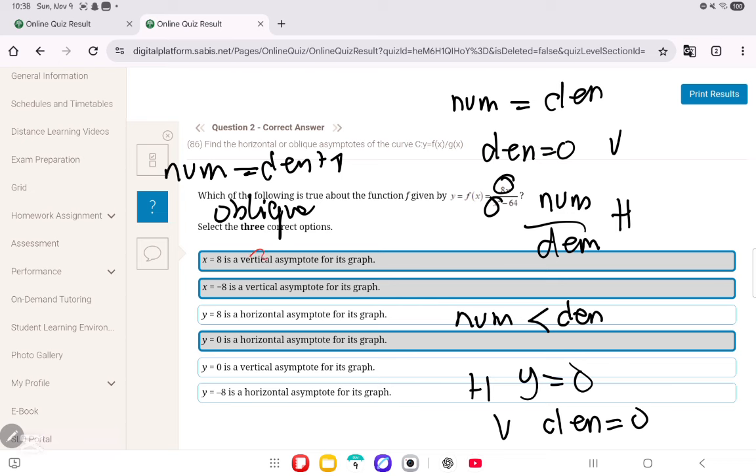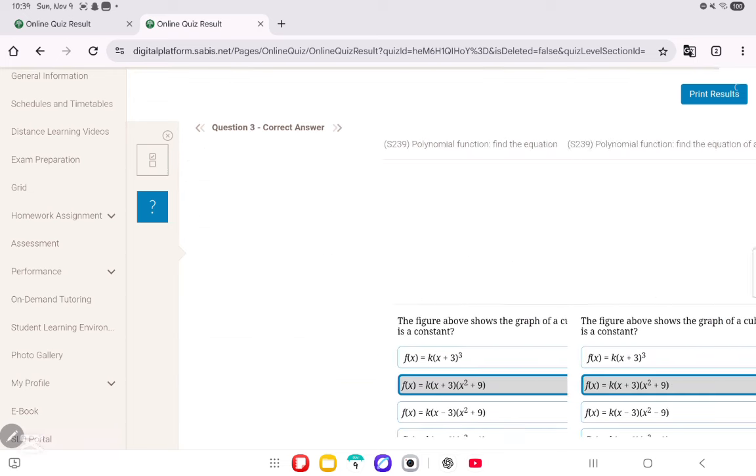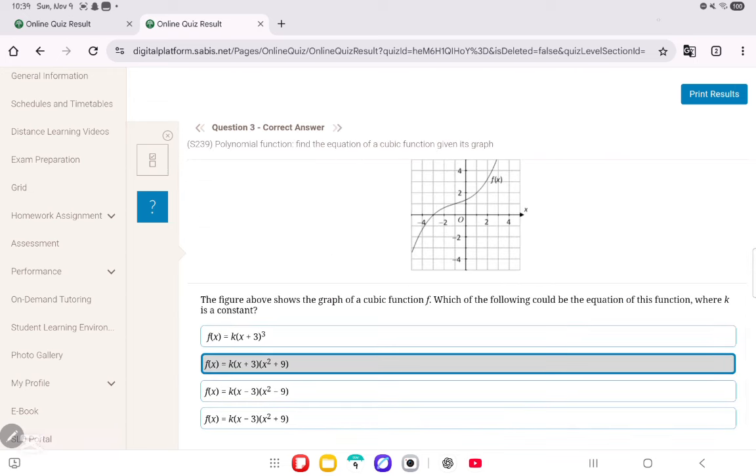So in this scenario, we need the vertical asymptote and horizontal asymptote, because this is x to the power of 1, x to the power of 2. You take the highest powers, you compare them. 1 is smaller than 2. In this scenario, the numerator is less than the denominator, so we directly have a horizontal asymptote of y equals 0, and the vertical asymptote is the denominator, x squared minus 64 equals 0, so x equals plus and minus 8 for the vertical asymptote.